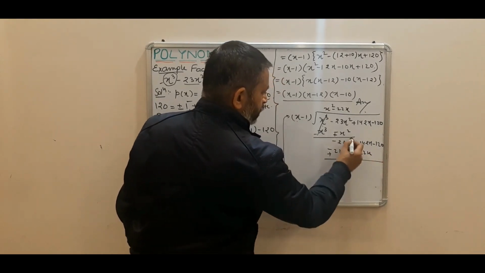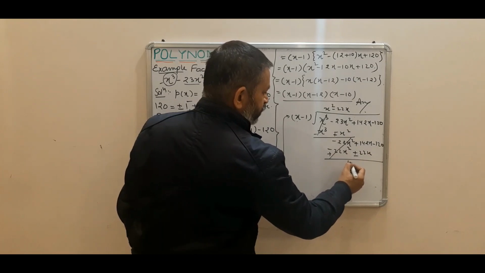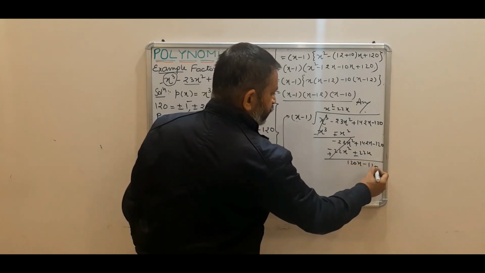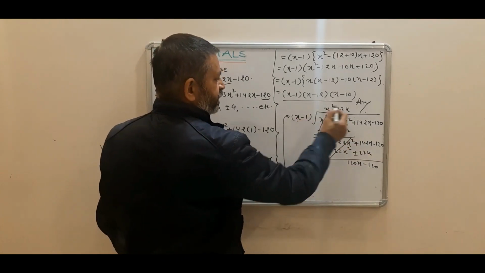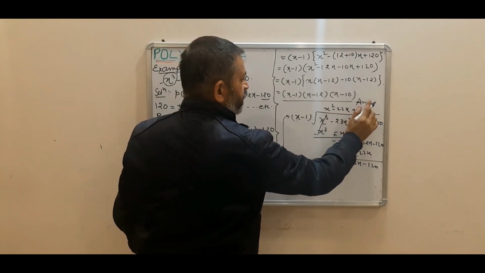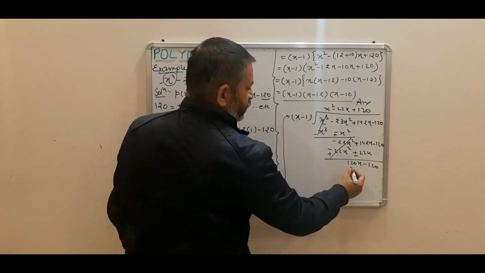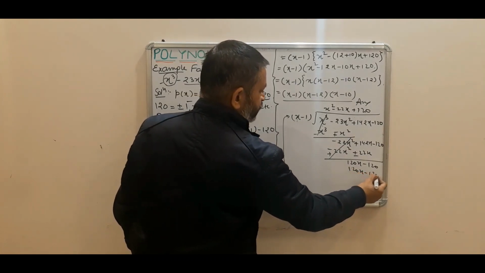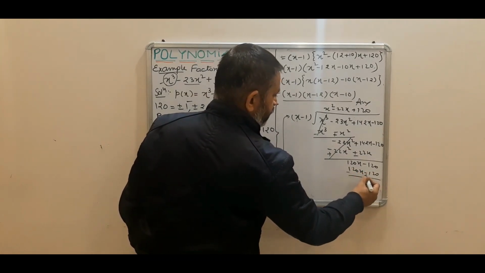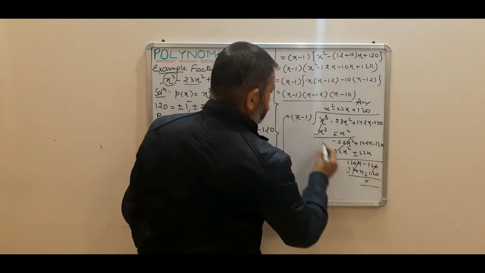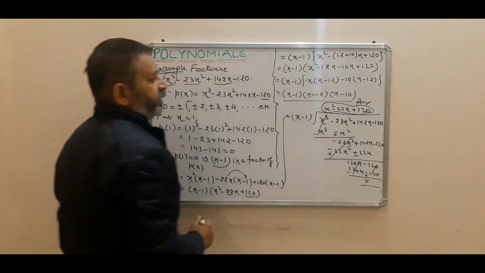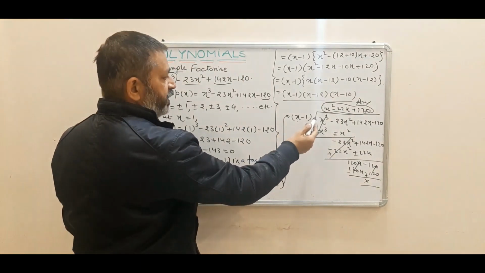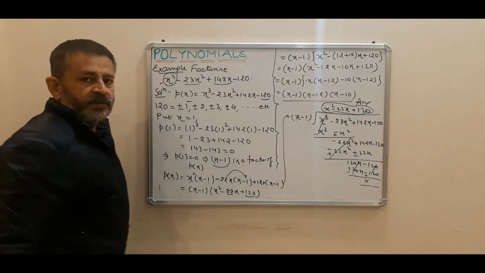Subtract. 142 minus 22 will become 120x, and minus 120 as it is. Now what is required? 120x, and this is x. So we need to multiply it by 120. It will give 120x minus 120. Subtract them, it cancels out to 0. So this factor is coming as the quotient, right? And the rest is like this only.